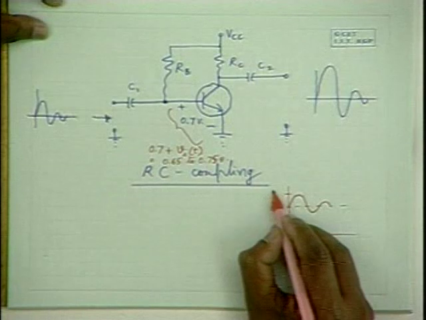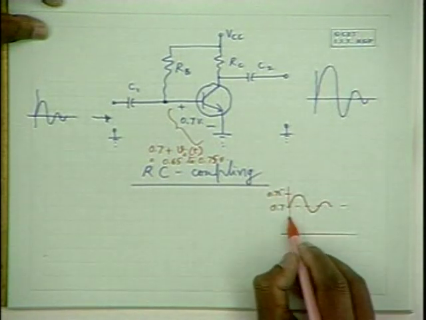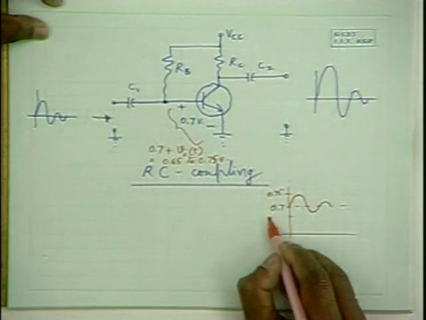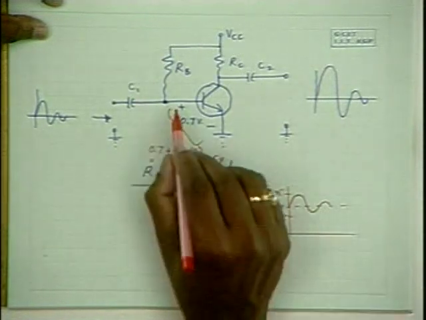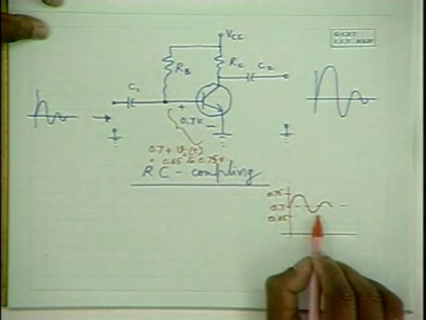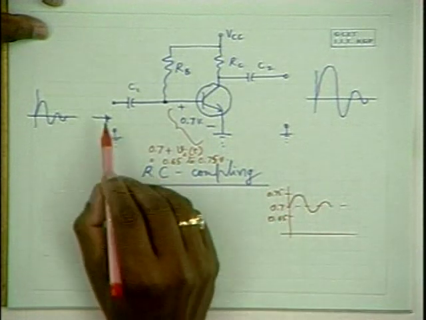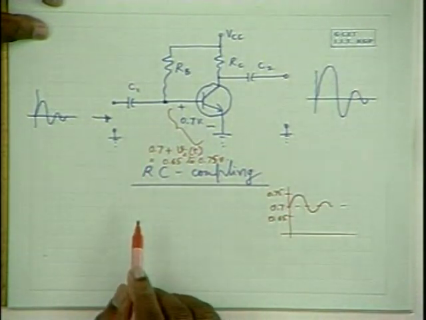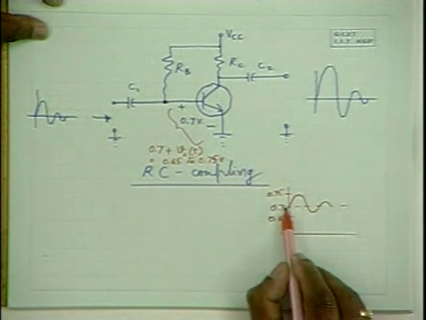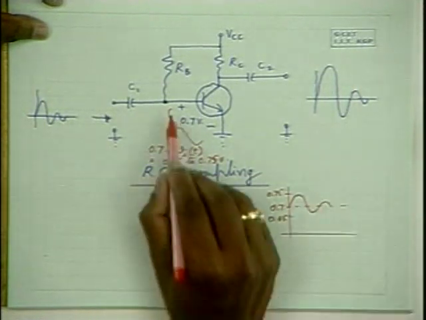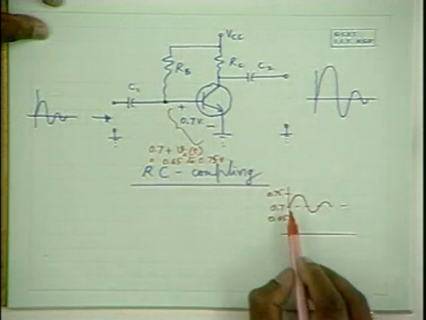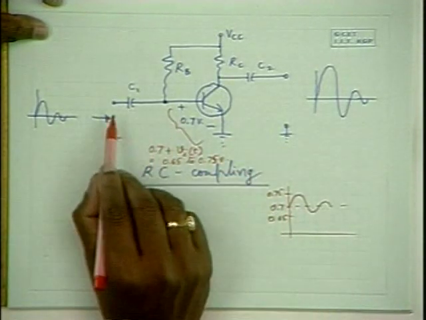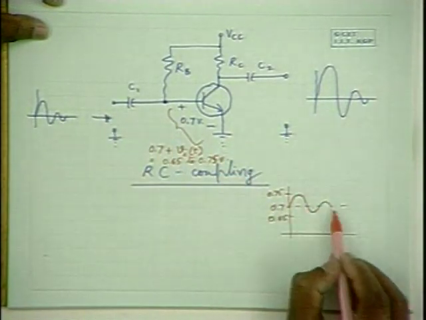So it may go up to 0.75 here, and it may go up to 0.65 there. So that's what the base to emitter voltage is going to be after adding this alternating signal. I repeat, it has a DC component of 0.7 volts, which is the biasing component, plus the alternating component, which is added through this coupling capacitor.